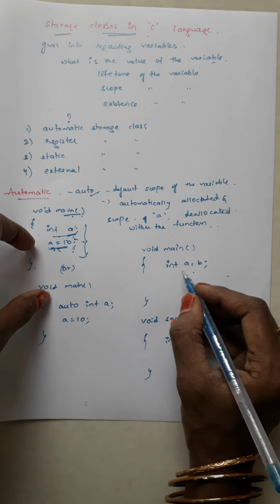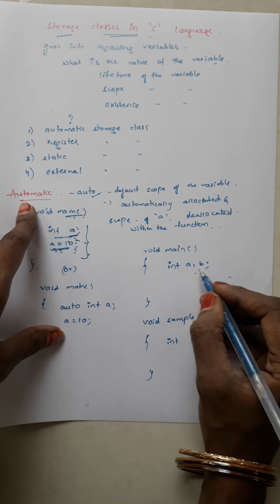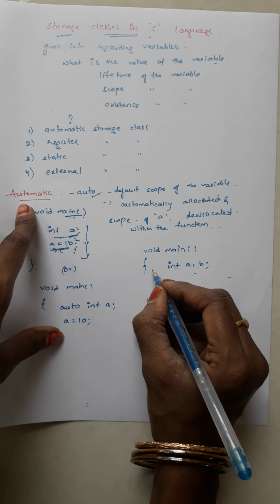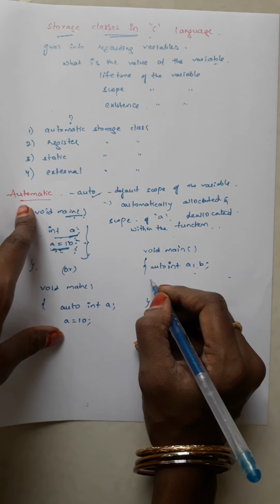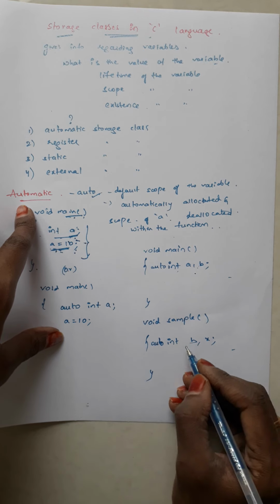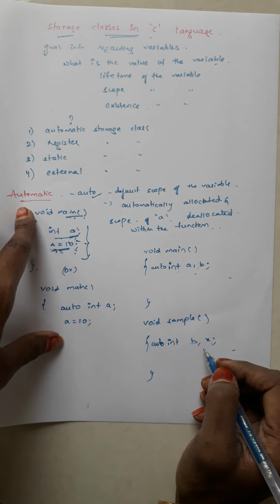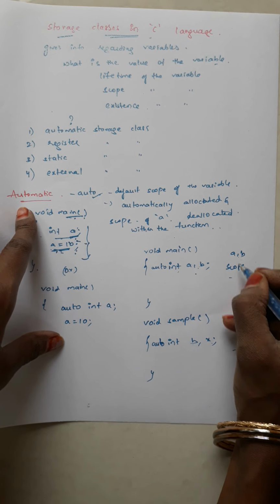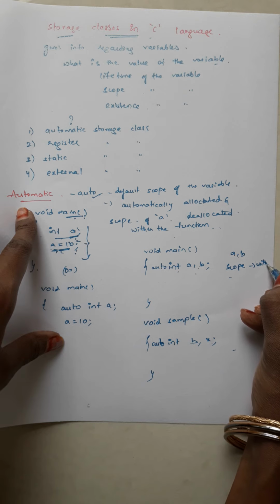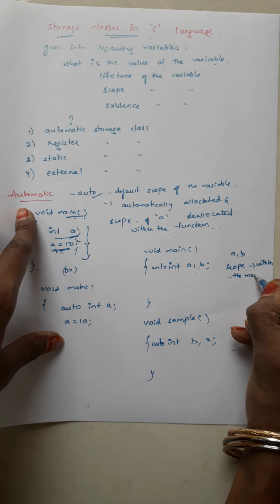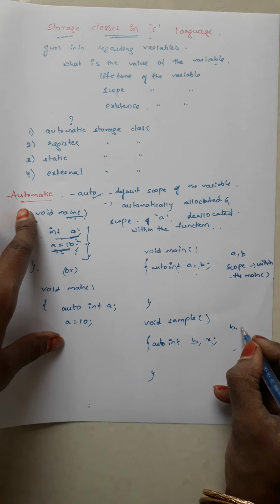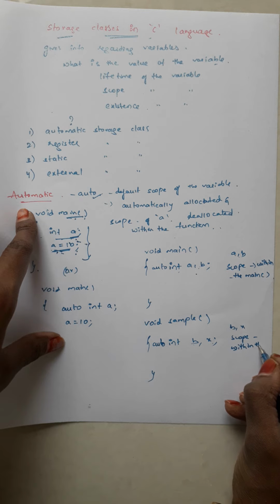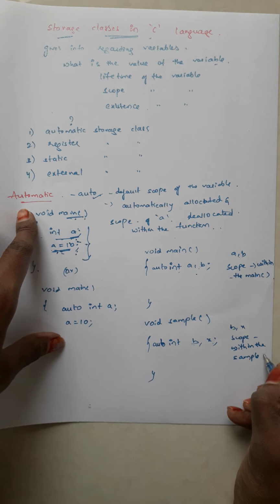Okay, so what type of variables are they? Auto. Whether we mention the keyword auto or not, a and b are auto variables and b and x are auto variables. So what is the scope of a and b? Within the main function. What is the scope of b and x? Within the sample function.